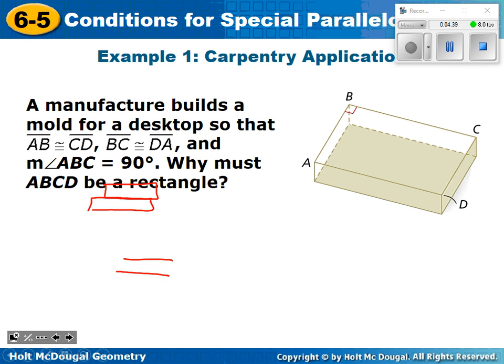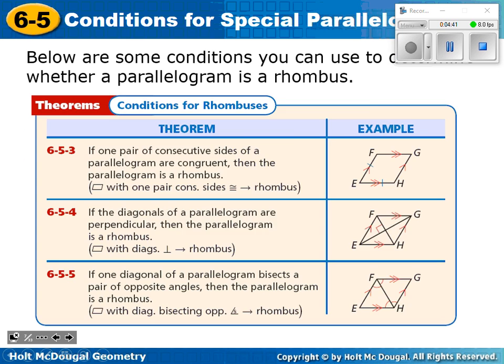Okay, again, I'm going to do the same thing I did last time. I'm going to skip ahead to ways to prove it's a rhombus, and then ways to prove it's a square, and then we'll look at some examples. So on your notes, ways to prove rhombus.